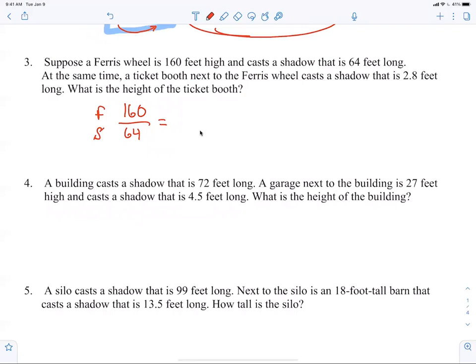Okay, continue on. At the same time, a booth next to the Ferris wheel casts a shadow that is 2.8 feet long. What is the height of it? So I put equals X over 2.8. Yep, that's exactly right. X over 2.8. All right, now remember what I'm saying. I want you to write the proportion, right? Can you write a different proportion? The importance is that you get the same answer.